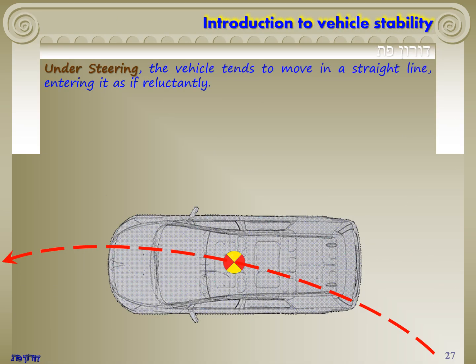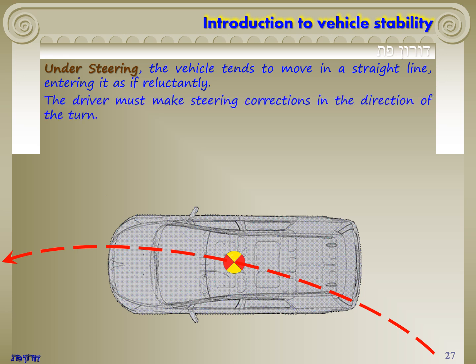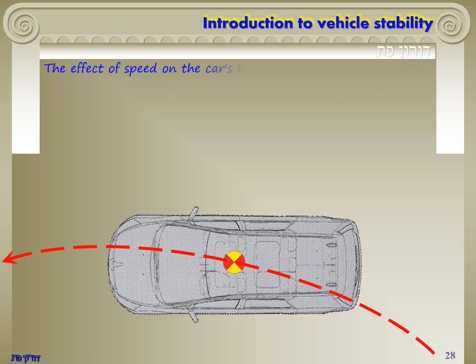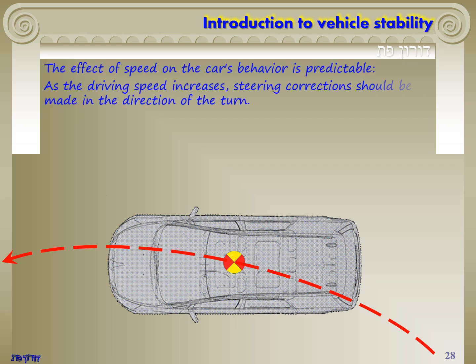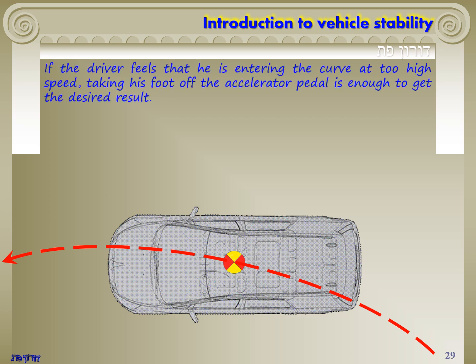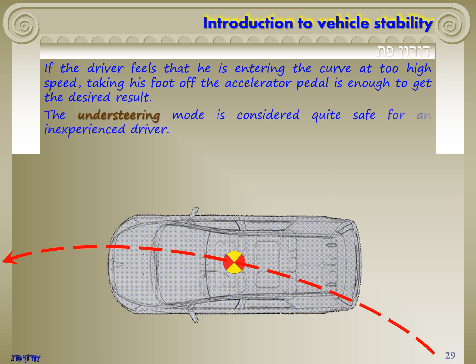Understeering. The vehicle tends to move in a straight line, entering the turn as if reluctantly. The driver must make steering corrections in the direction of the turn. The effect of speed on the car's behavior is predictable. As the driving speed increases, steering corrections should be made in the direction of the turn. If the driver feels that he is entering the curve at too high a speed, taking his foot off the accelerator pedal is enough to get the desired result. The understeering mode is considered quite safe for an inexperienced driver.